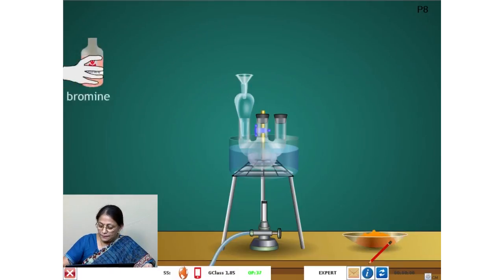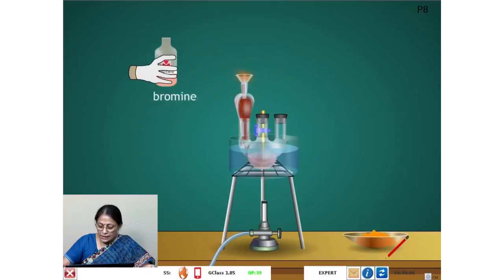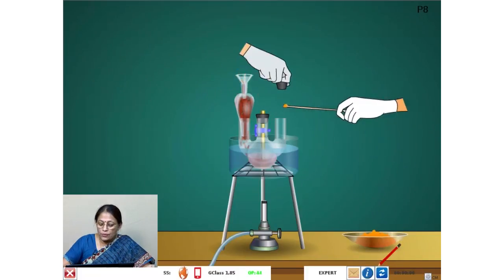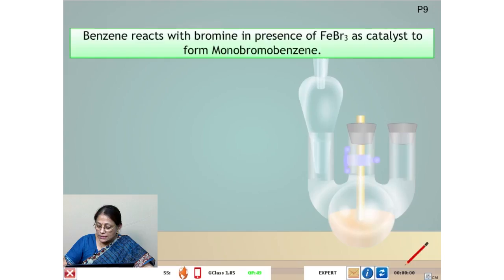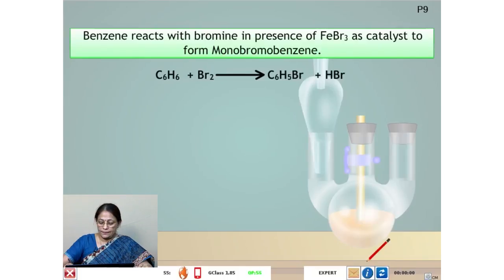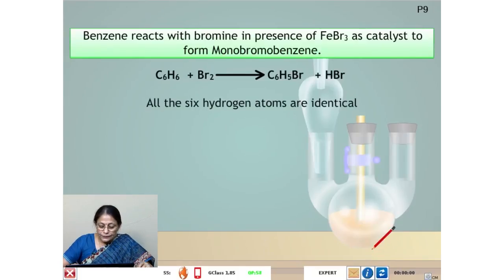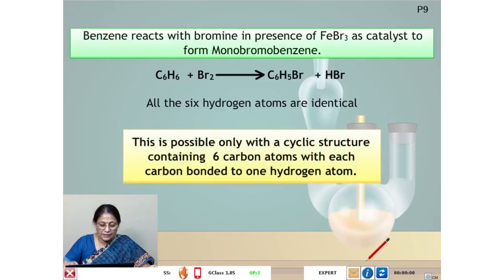The benzene is taken, bromine is added to that, and then some amount of ferric bromide is added. When this mixture is heated, you will get a compound of this yellow color. Only one compound is produced, that is bromobenzene. That means all the 6 hydrogens are identical in this case. This is possible only with a cyclic structure.